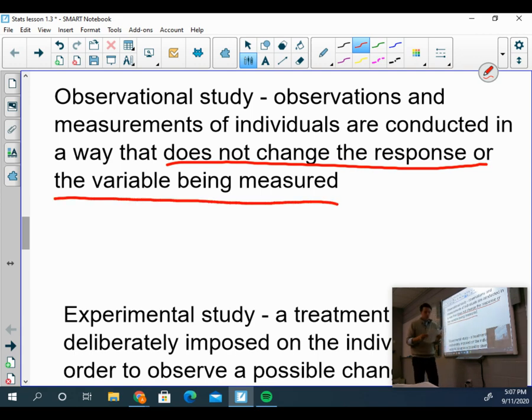What are some examples here? Scientists studying ocean patterns. Are they impacting the ocean? No. Scientists looking at melting glaciers. Someone studying someone's eating habits, a nutritionist maybe, in that first week where they're just seeing how someone eats. All of these are examples of observational studies. They are observing the behavior of the individual or the objects without impacting it.